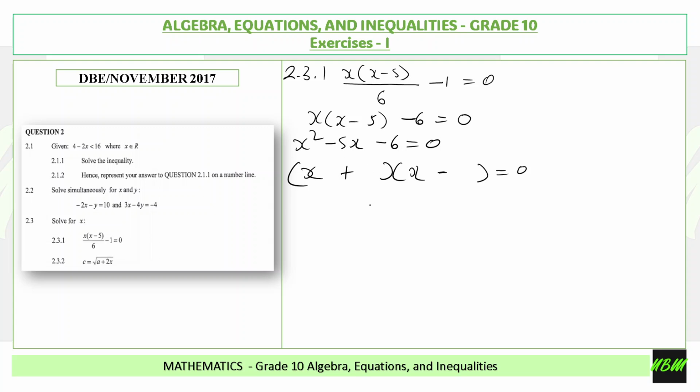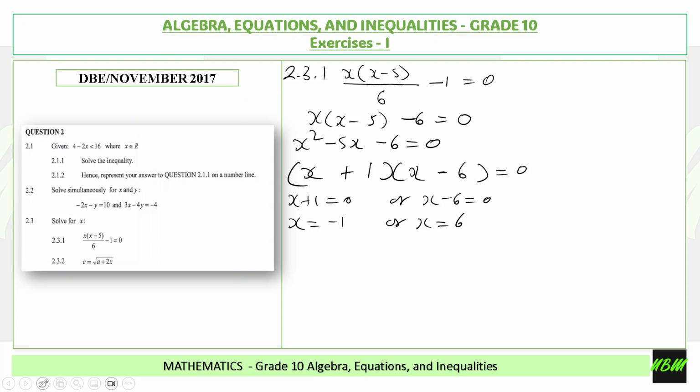Then that will be negative 6 and 1. Minus 6 plus 1 will give us minus 5, and minus 6 times 1 will give us negative 6. So 6 will come this side, and 1 will come this side. And then from there, equate each factor to 0: x plus 1 equals to 0, or x minus 6 equals to 0. Solve for x. x will equal negative 1, or x will be equal to positive 6.